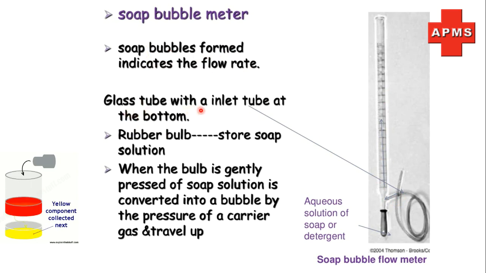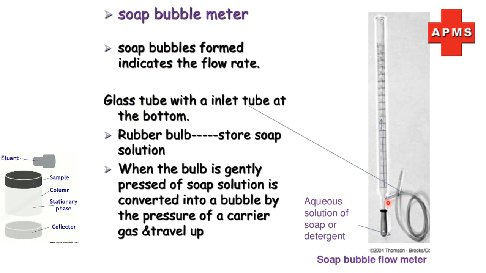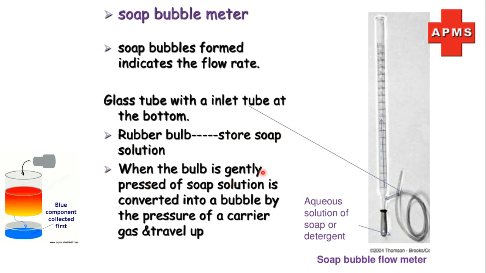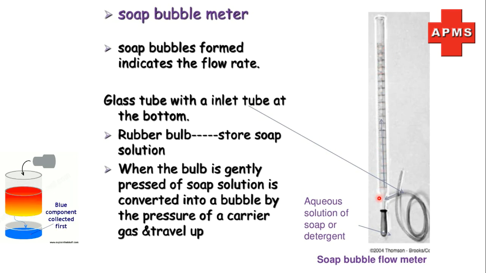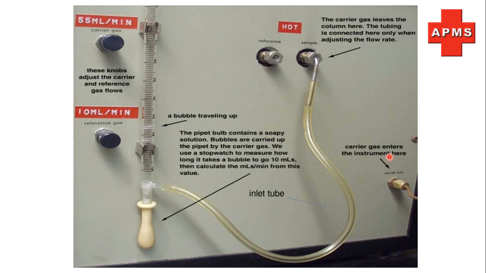A glass tube with an inlet tube at the bottom. This is the inlet tube which is attached at the bottom of this glass tube. A rubber bulb, this rubber bulb stores a soap solution. Okay, this is a soap or detergent solution. When the bulb is gently pressed, the soap solution is converted into a bubble by the pressure of the carrier gas and travels upside, and we can measure the speed by this traveling distance and traveling time.